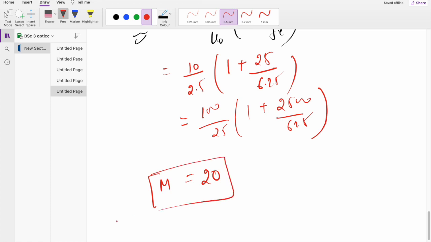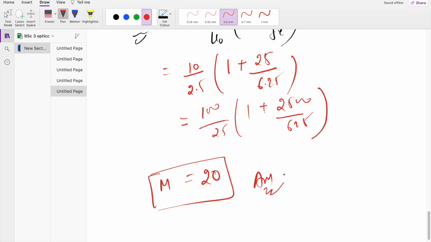Okay, so the magnification for the compound microscope is about 20. Sometimes you can take it as negative also, just because the image is inverted, so the magnification can be negative. It's up to you. You can write a positive or negative value. So this is the second numerical.